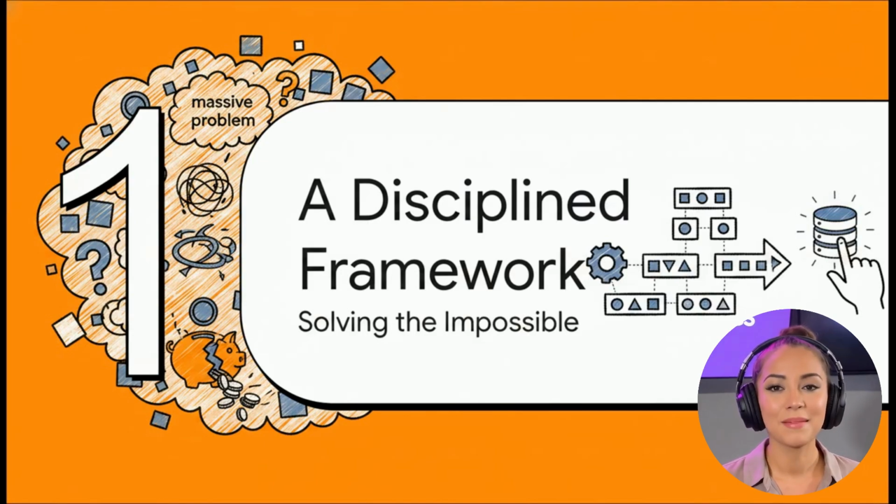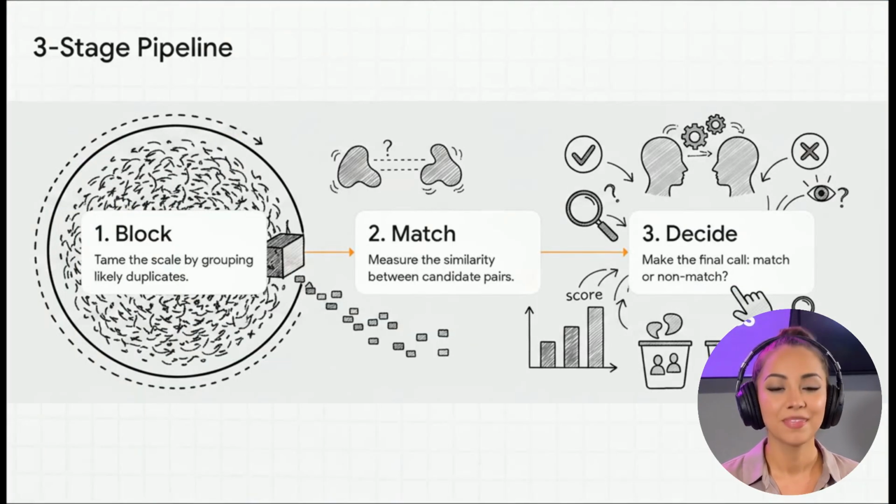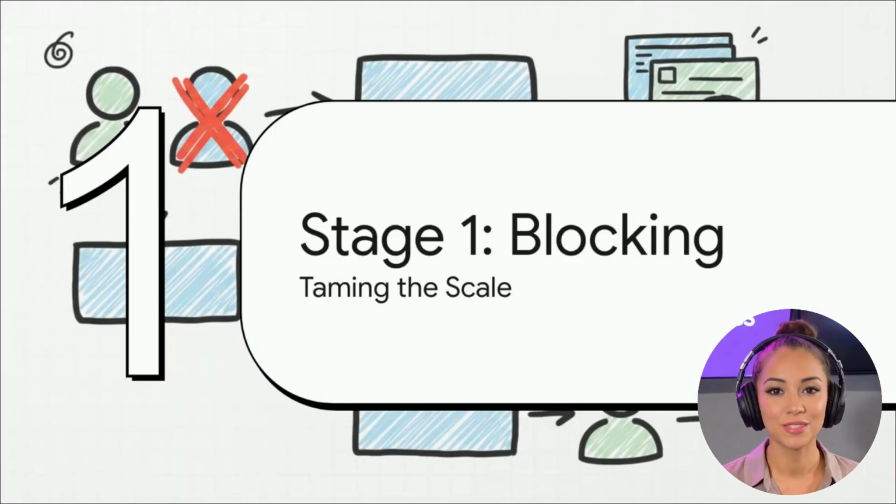Well, the answer isn't some magic button you can just press. It's a disciplined, systematic framework. It's about taking this seemingly impossible problem and breaking it down into small, manageable pieces. And this is our framework. This is our roadmap right here. A 3-stage pipeline. First, we're going to block, which is how we tame that insane 500 trillion number. Then we'll match using some really smart algorithms to score how similar records are. And finally, we decide. That's where we make the automated call. Merge it, reject it, or flag it for a human to look at.